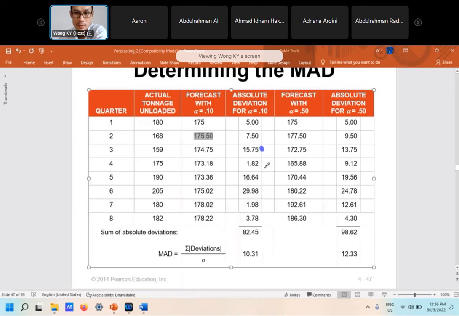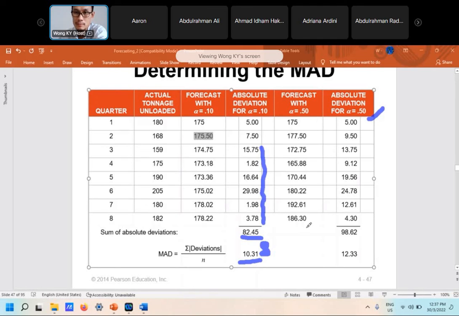So you repeat the process, you calculate all the absolute deviations for the 8 periods of data. Then you total up, you get this value, then divide by 8, because we want to know the mean. So 82.45 divided by 8 gives us the mean absolute deviation, which is 10.31. Okay, understand? And do the same for alpha equals 0.5.